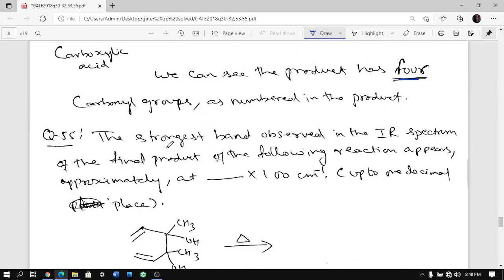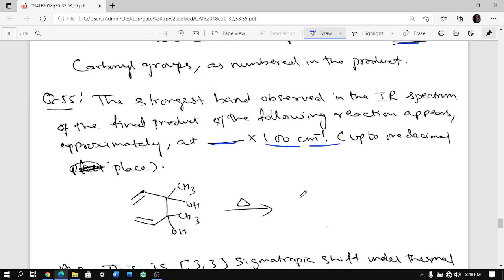Moving to the last question. The question says, the strongest band observed in the IR spectrum of the final product formed in the following reaction is approximately at dash into 100 per centimeter. So basically first you have to find out what the product is, and then you should know its IR value. When you look at this molecule and heat, very clearly the first thought that should come to your mind is a 3,3 sigmatropic shift, and we have to see whether it is Cope or oxy-Cope.